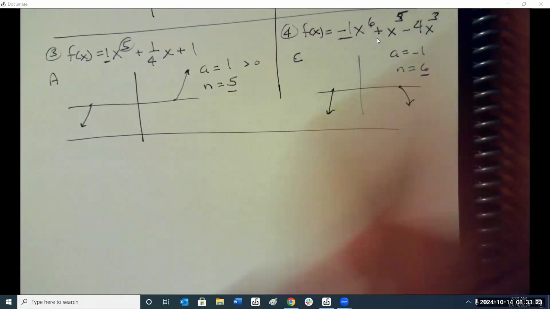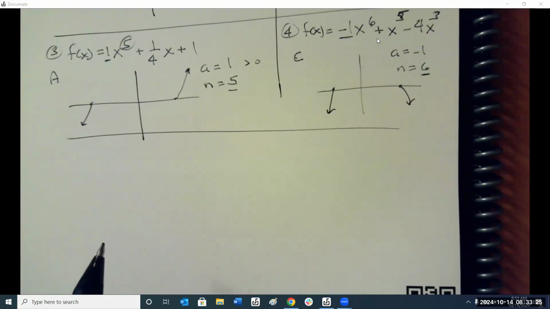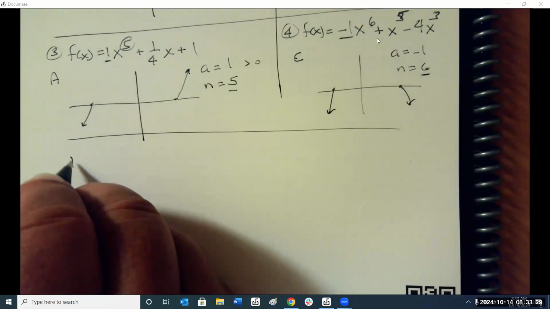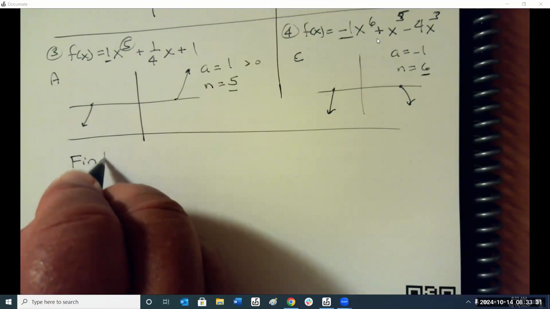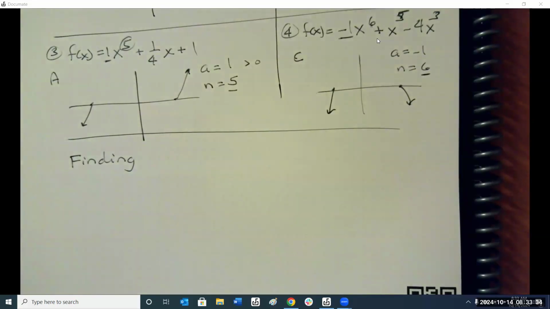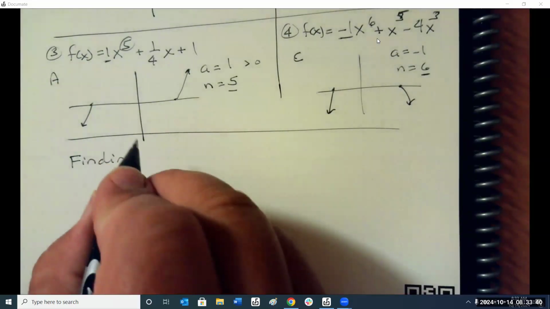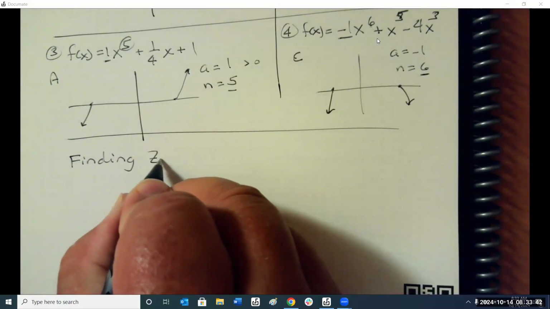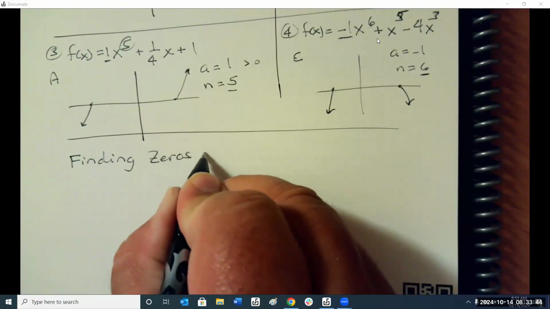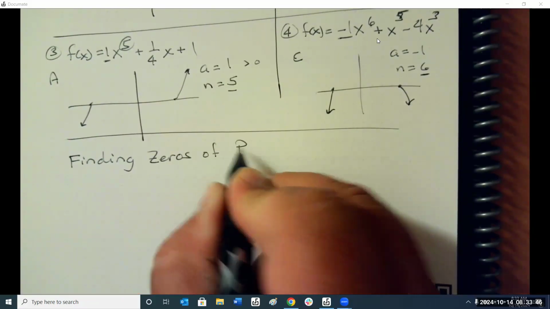And this next part, we're going to do the simple stuff first, and then we're going to start building up to that as the chapter goes along. As you said, we know what the end of the graph looks like, but we have to figure out what the x-intercepts are. So that's what this part is. Finding zeros of polynomial functions.